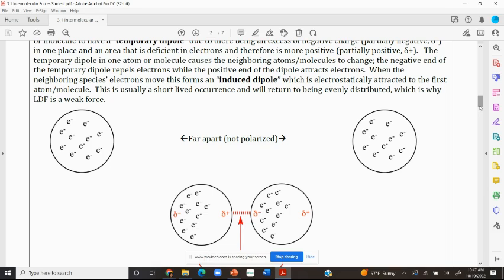Chlorine bonded with another chlorine is going to be a gas. Bromine bonded with another bromine, liquid. Okay. And iodine is going to be a solid because they've got more electrons. LDFs get stronger as you go down the group, because they're only in nonmetals.